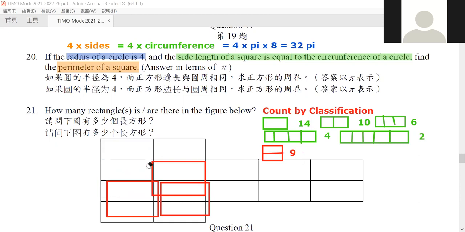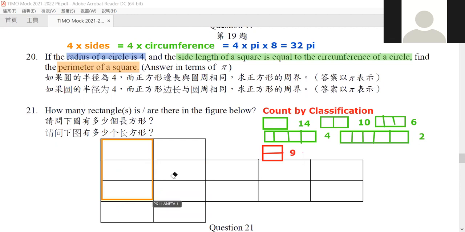So after this, we will consider extending this. Now this part is just the same as the thing that we have. So this would be a cross, and how many of them?